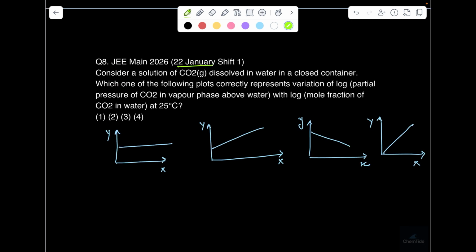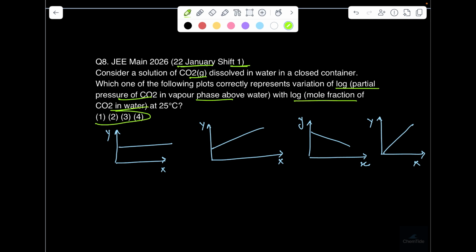The next question is from 22nd January shift 1. Consider the solution of CO2 dissolved in water in a closed container. Which one of the following plots correctly represents the variation of log partial pressure of CO2 in the vapor phase above water with log mole fraction of CO2 in water?